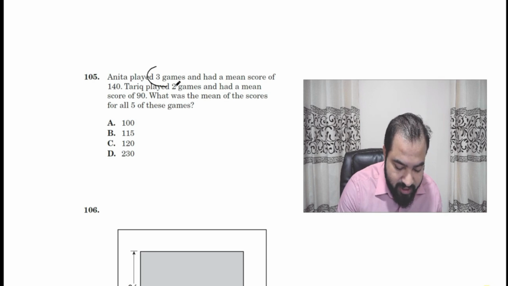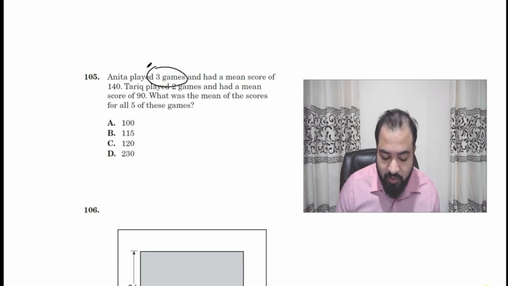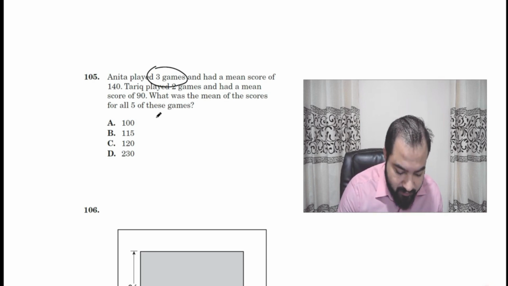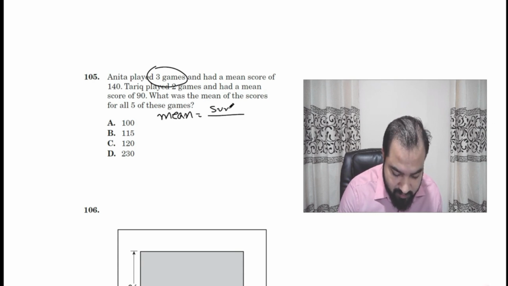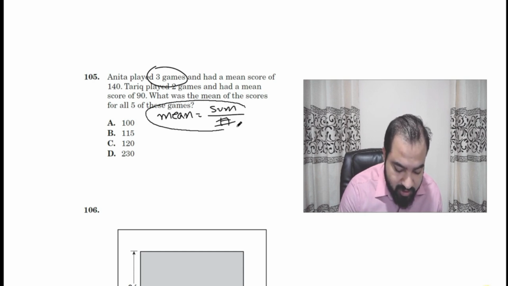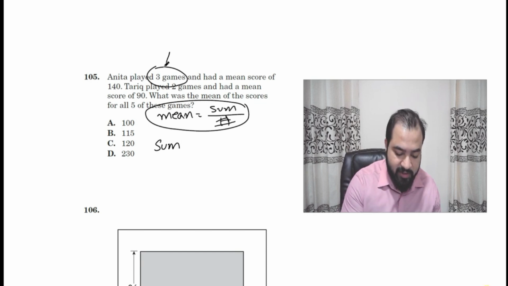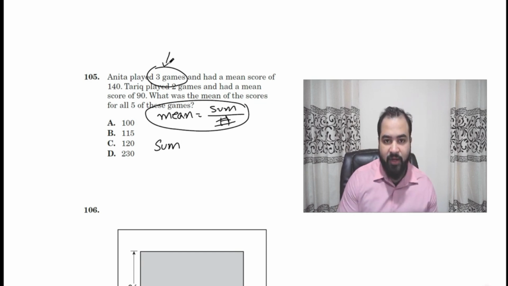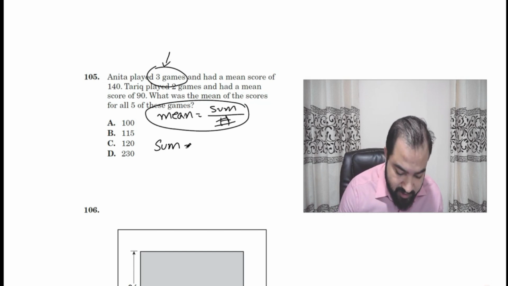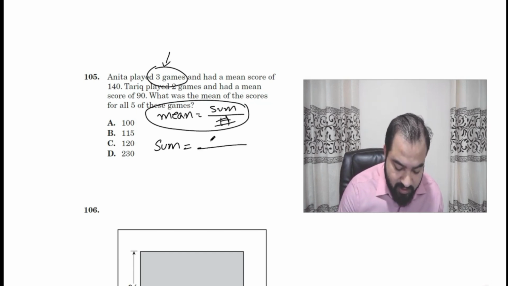So Anita played 3 games and had a mean score of 140. Remember, we all know how to find the mean: the total sum divided by the number. But I showed another formula for finding the sum of all 3 games. We know the mean of 3 games is 140, but what is the sum of the 3 games? Then we can use the sum formula. Sum is equal to what? Sorry, I'm going to use this one. Sorry about that. Now, sum is equal to the mean.